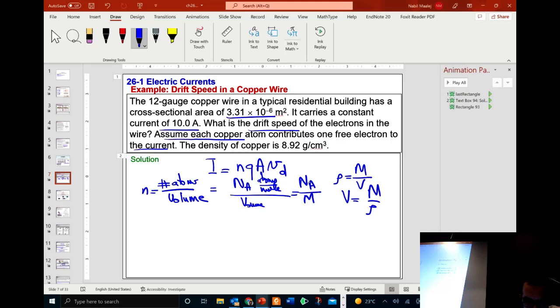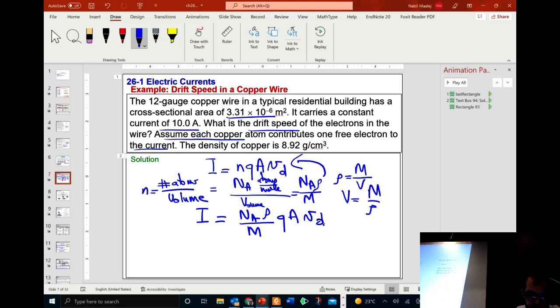So I will take the density to be in the numerator. Now I can replace this here. The average current is Avogadro's number times the density, rho, divided by the molar mass, times the charge of the electron, e, times the cross-sectional area that is given, times the drift velocity, v_d.